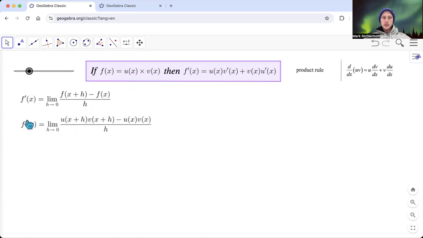So what we're going to get for f dash of x is going to be u of x plus h times v of x plus h, minus u of x times v of x, all over h. Okay, so that can be a bit confusing to look at, but essentially we've just made a substitution. F of x plus h is just this first part, because f of x is u of x times v of x. F of x plus h is u of x plus h times v of x plus h, minus f of x. Well, f of x is just u of x times v of x. So that part's hopefully a bit simpler.